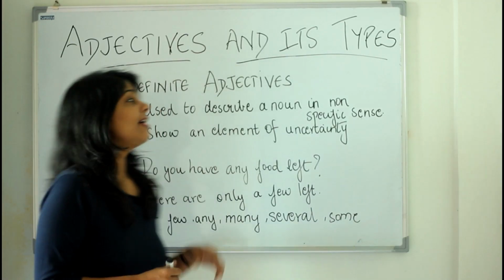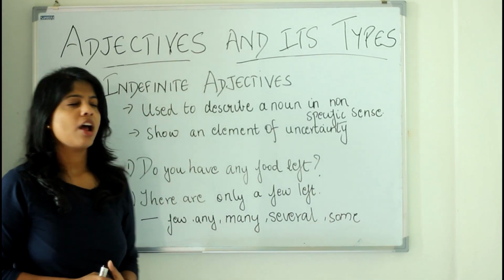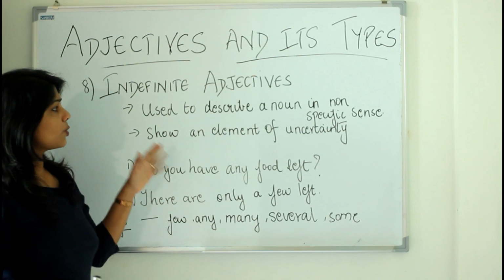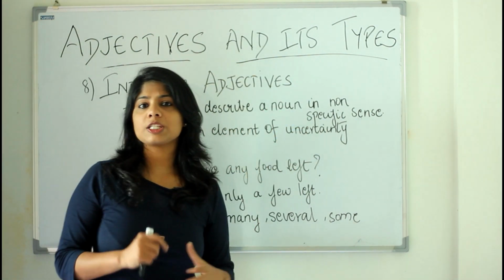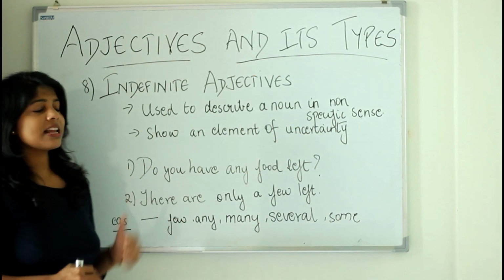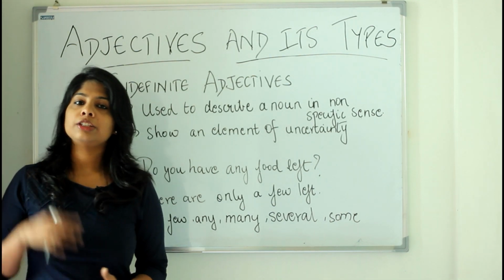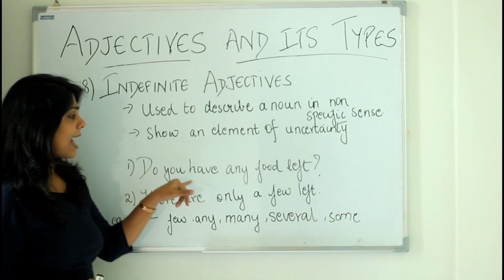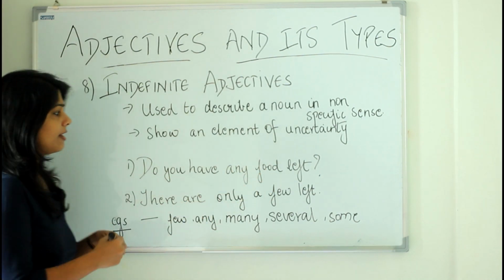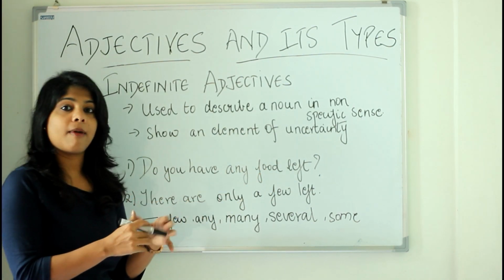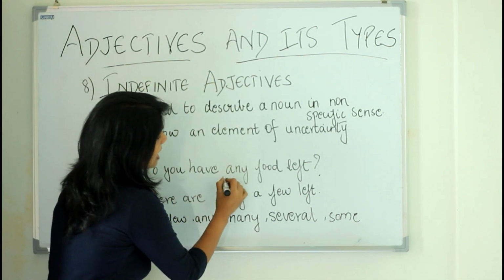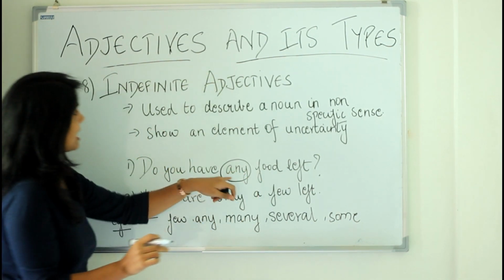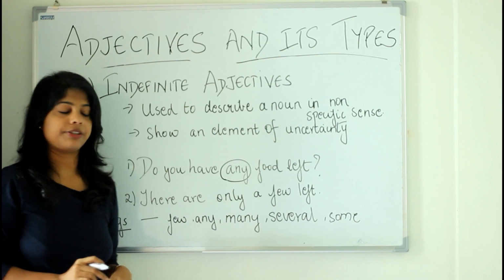The last one is the indefinite adjective. Now, the indefinite adjective is used to describe a noun in a non-specific sense. It shows an element of uncertainty. You will understand this better with the help of examples. Do you have any food left? Here we are not talking about any specific amount. Here you are talking about any. So any here is the indefinite adjective.